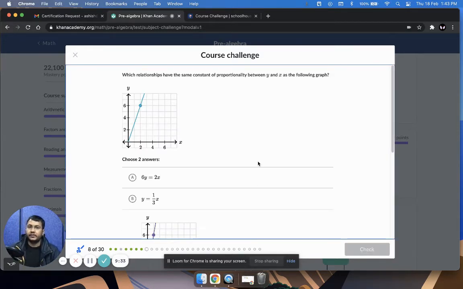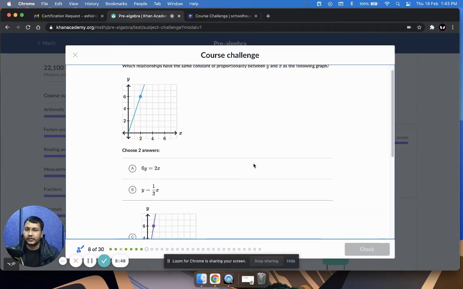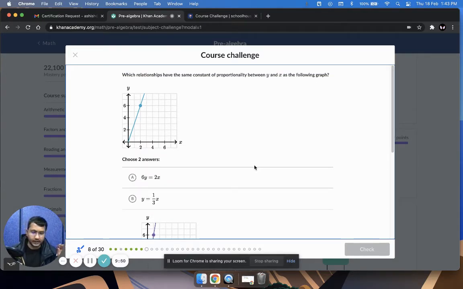Which relationship has the same constant of proportionality between y and x as the following graph? Constant of proportionality is basically y equals kx, where k is the constant of proportionality. So let me first write the equation that we have on the graph. Let's find out the k first.